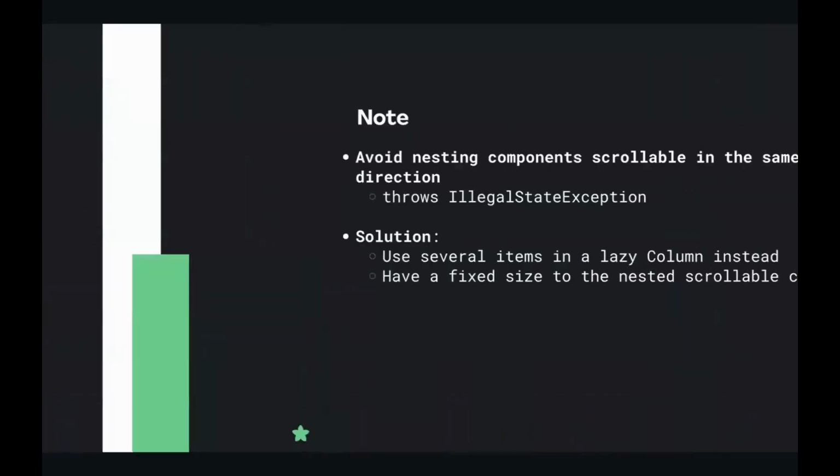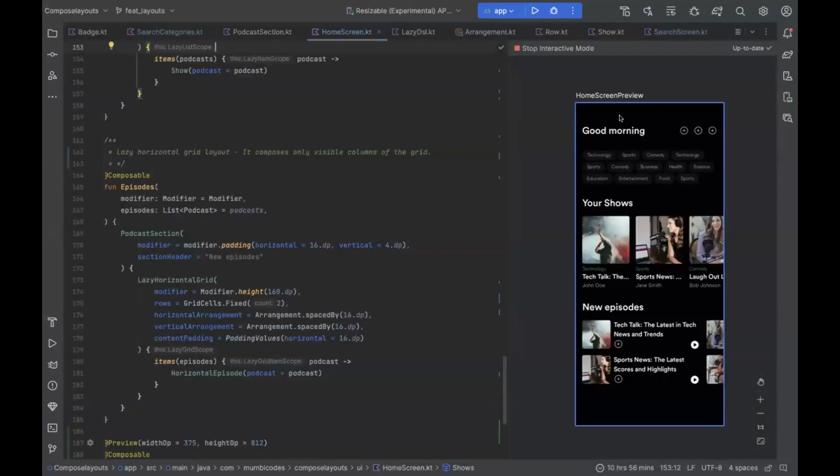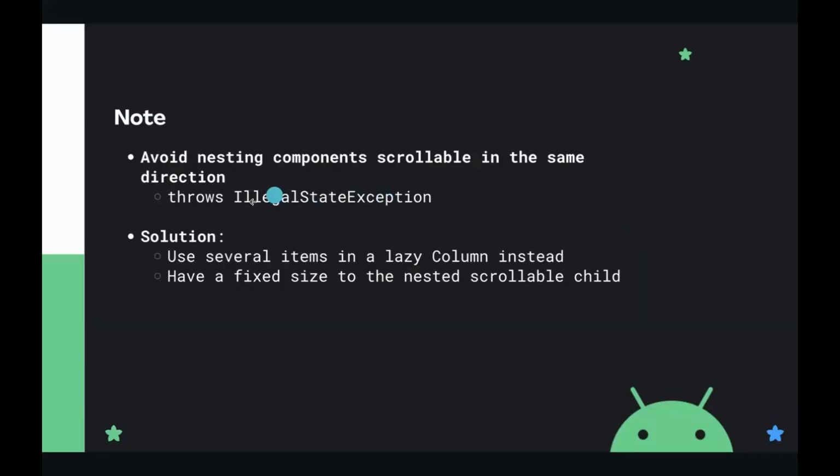Then there are things to consider when creating these scrollable items. It's always advisable to avoid nested components that are scrollable in the same direction. What that means is, assuming we have created this as a column and we have made it scrollable, then we have a lazy column here. It's not advisable because they are all scrolling in the same direction. It is going to give us an exception. So how do we solve that?